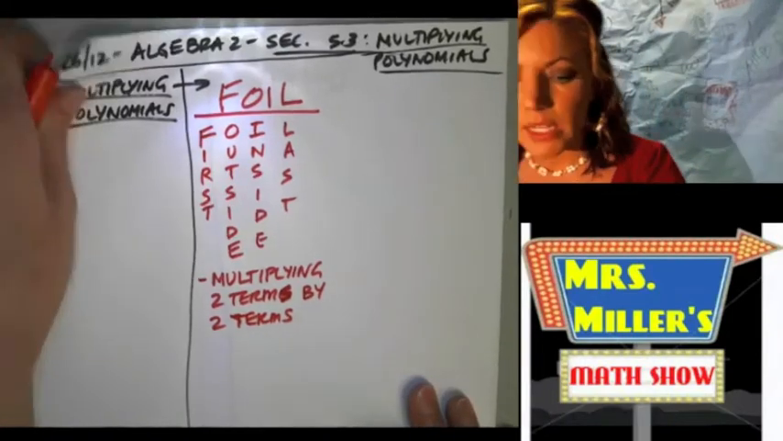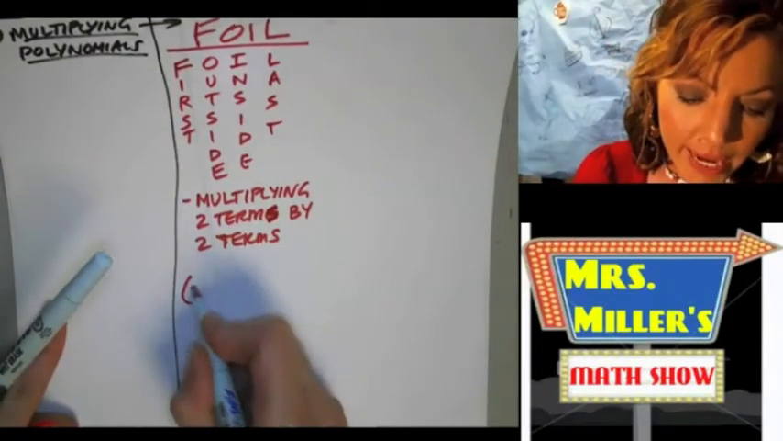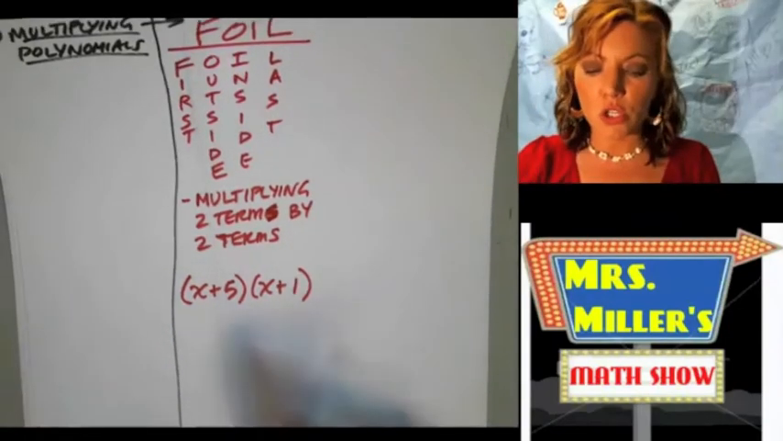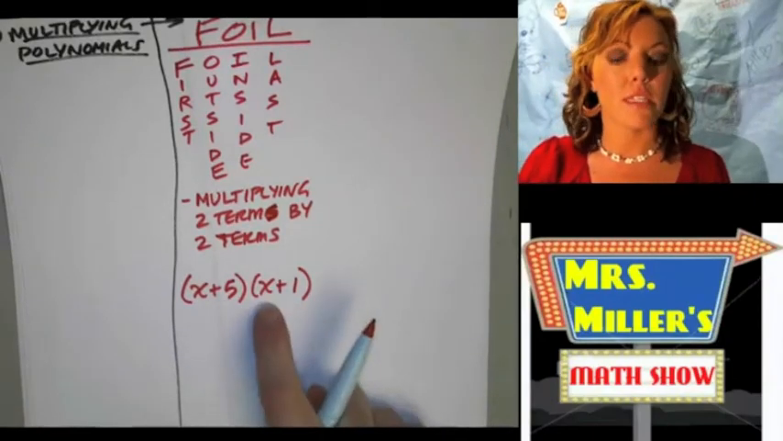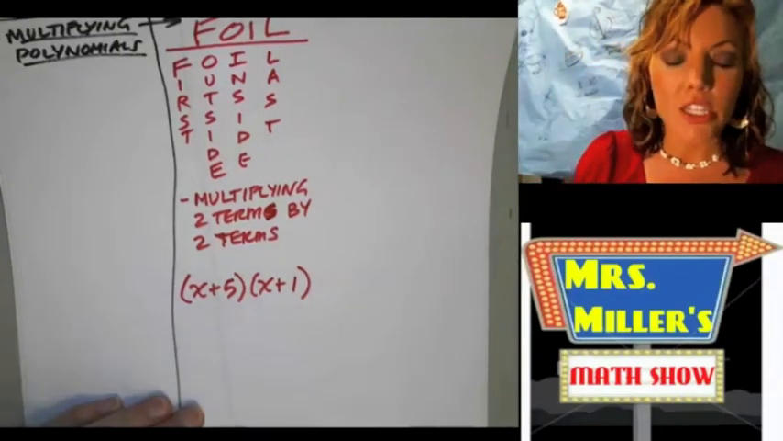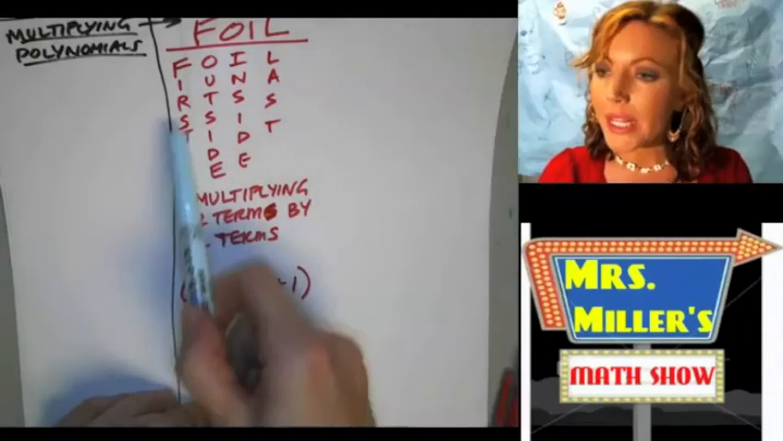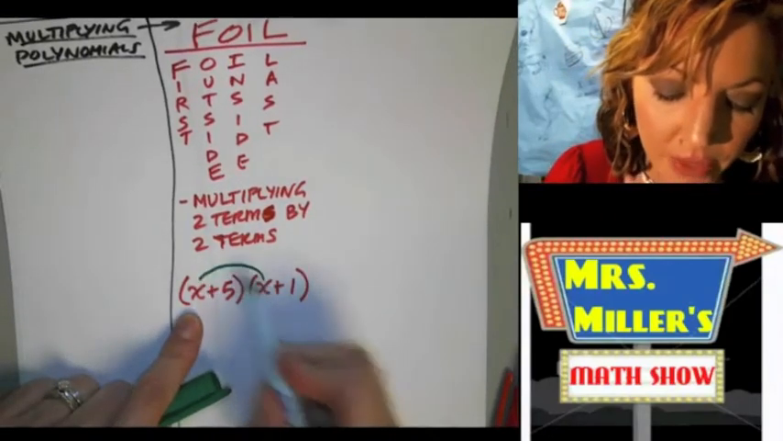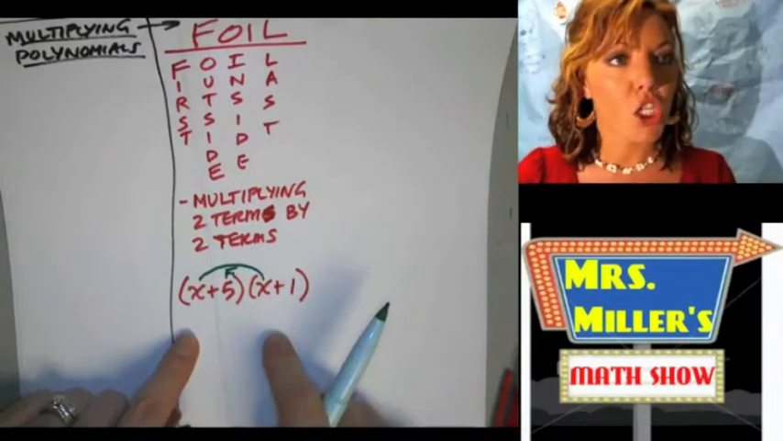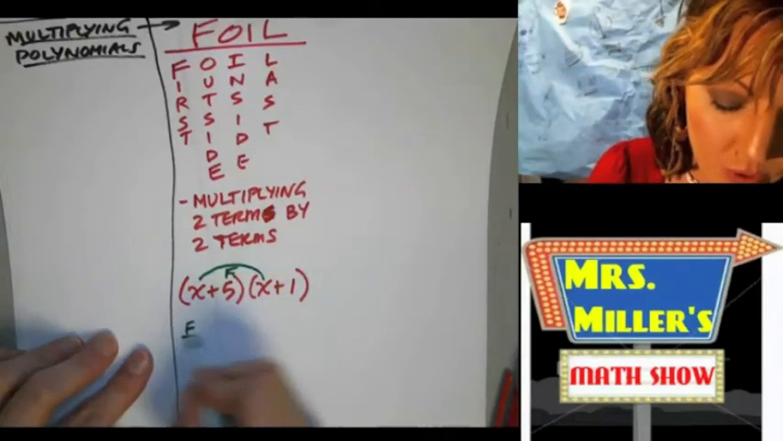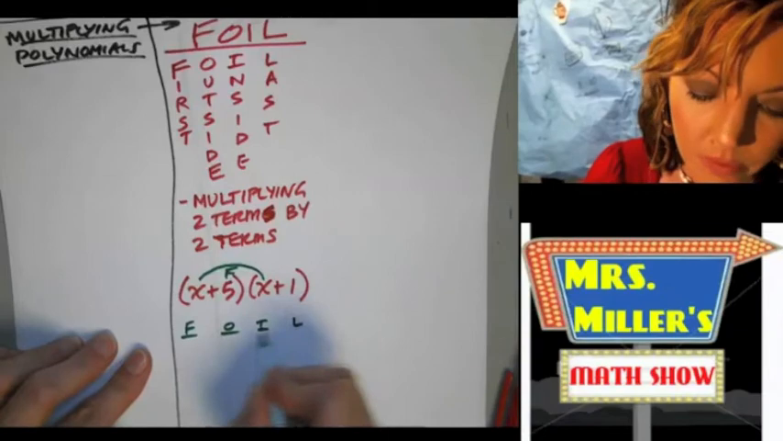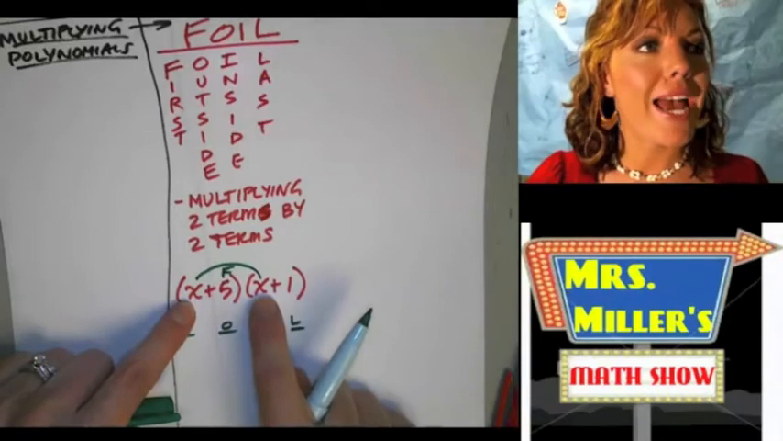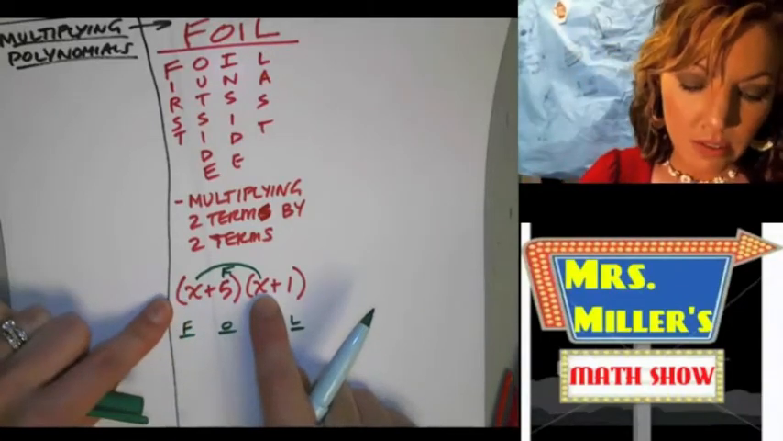So if we have something like x plus 5 times x plus 1, we have two terms in this parentheses, we have two terms in this parentheses. So FOIL works really well here. If we're following this acronym, first means you're multiplying the first term in each parentheses together. That's F. Let's write this down here. F-O-I-L. If we multiply the first two together, x times x, everybody shout it out. What's x times x? X squared.